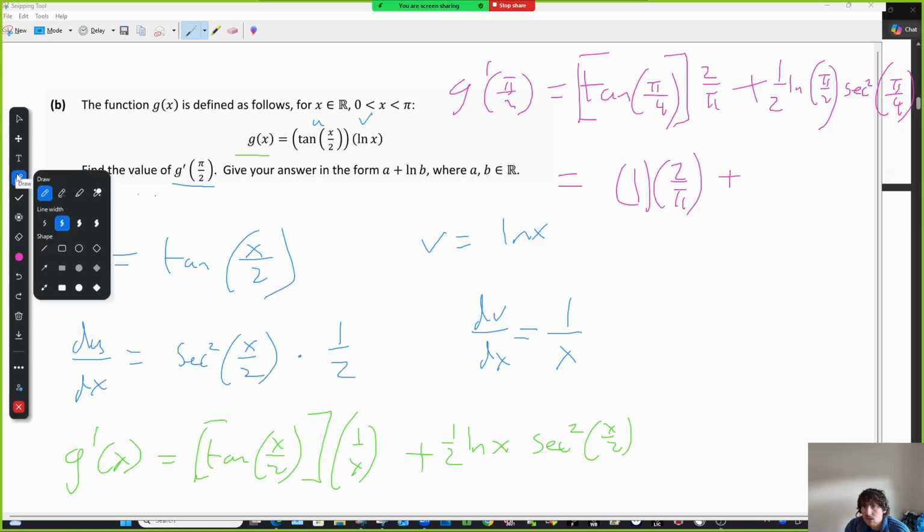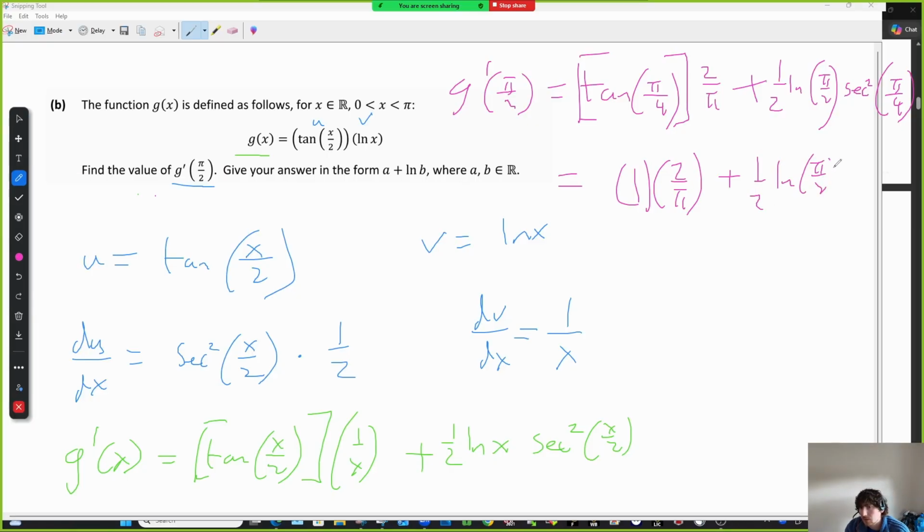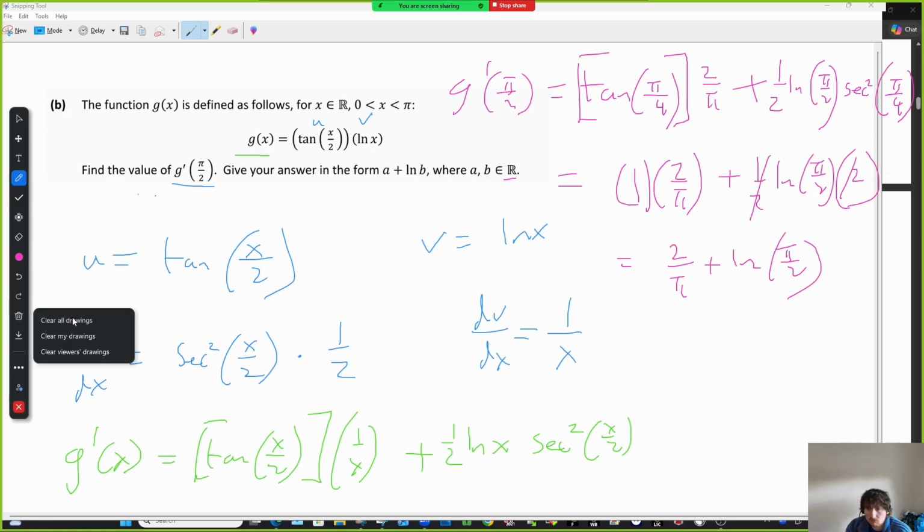So then this here is 1 over 2 ln pi over 2, and then as we said times the number 2. That's great because it cancels with the half there, so then this just becomes 2 over pi plus ln pi over 2. And yeah, that's fine because a here is 2 over pi, which is a real number, and b here is pi over 2, which is a real number. So cool, that'll do me.